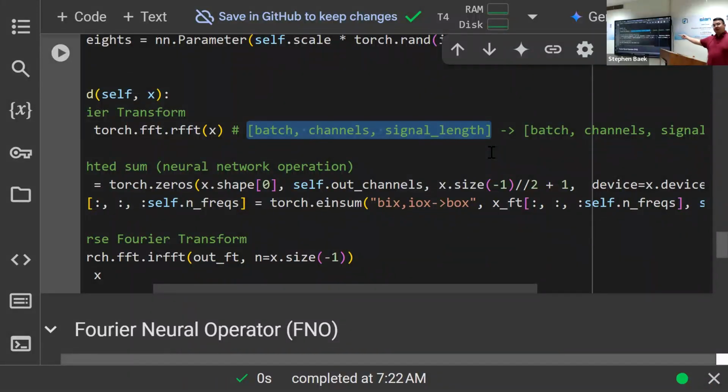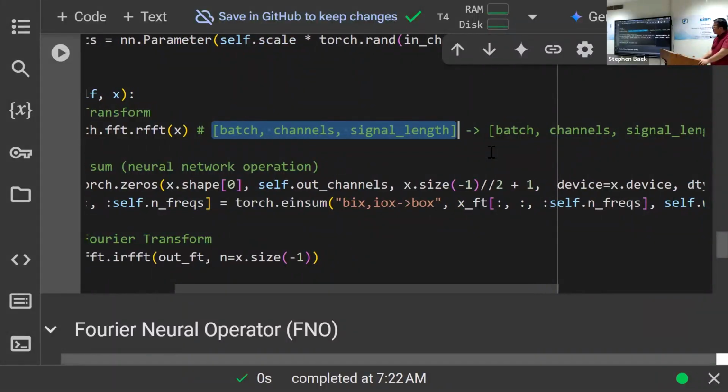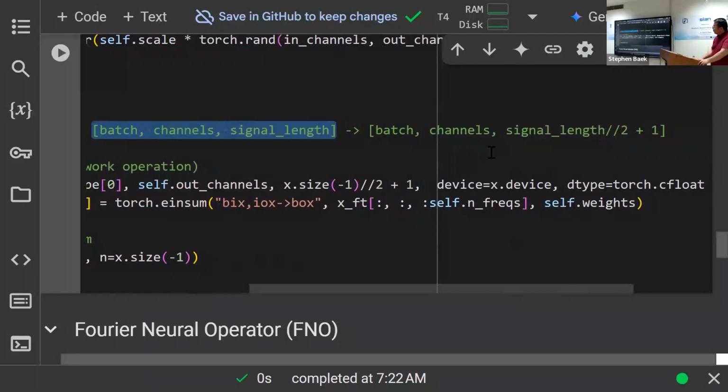And then the signal length is basically the length of the physical domain in this case, because by the way, we're going to be applying this to a 1D physics problem. If it is a 2D physics problem, then it's going to be width by height instead of the signal length. And then the RFFT function in PyTorch will automatically detect the dimension and then perform the Fourier transform, in that case a 2D Fourier transform. But in our case here, we're just using a one-dimensional signal.